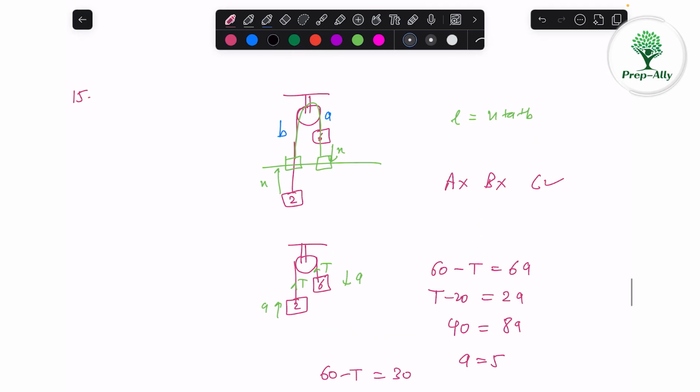Is the motion oscillatory? No. Why is the motion not oscillatory? 6 kg will continue to accelerate like this, 2 kg will accelerate like this. So it is not oscillatory. They will continue to move in a straight line motion. This will move down, this will move up. So it is not oscillatory. So D is also incorrect. So C is the correct answer for this question.